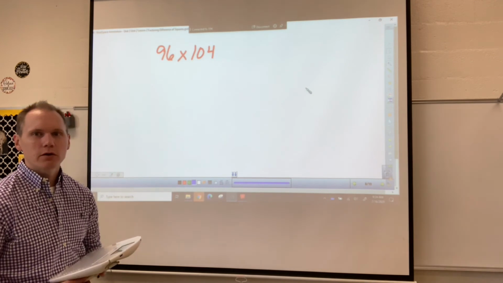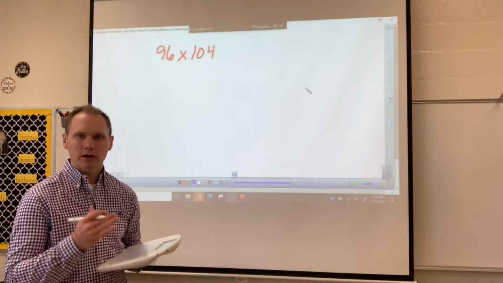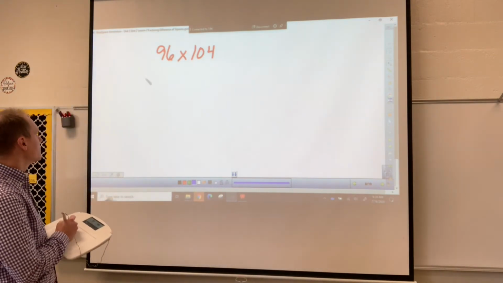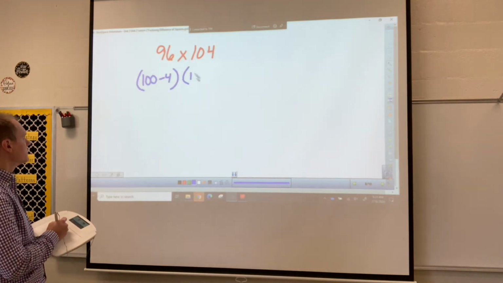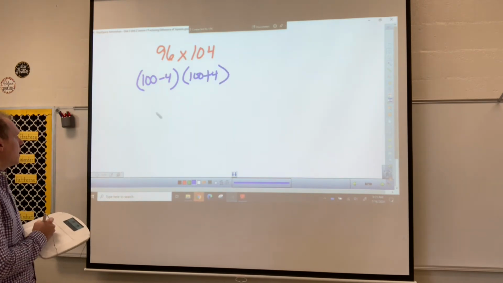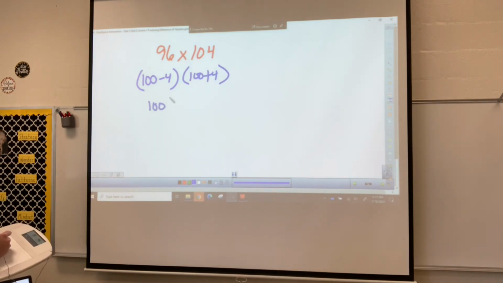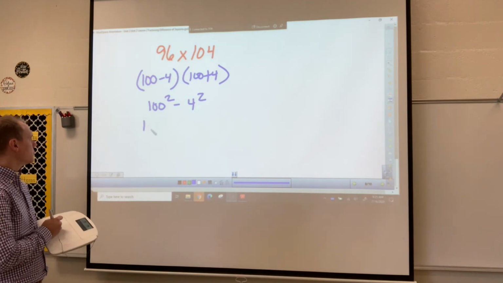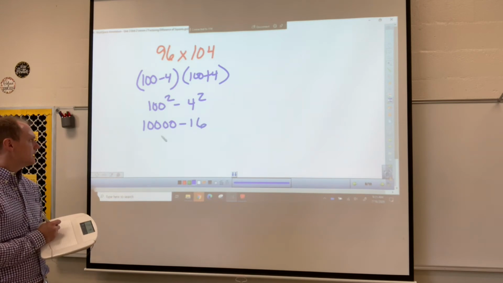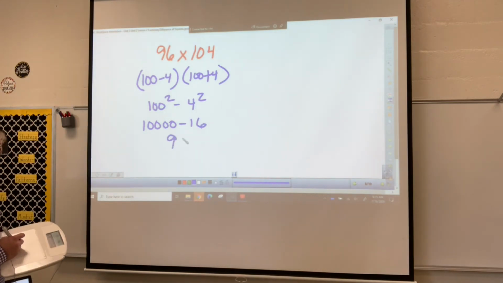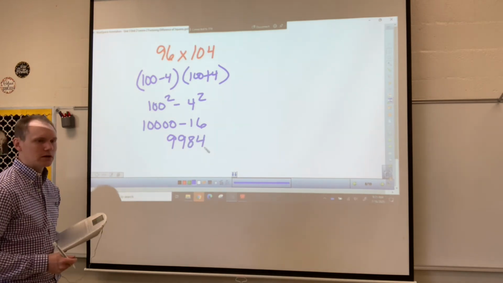So in this scenario, 100 is the midpoint of these two numbers. So we can do 100 minus 4 times 100 plus 4. Which is nice because we end up with 100 squared minus 4 squared. 100 squared, really you're just going to double the zeros, right? So it's going to be 1, 0, 0, 0, 0. So 10,000 minus 16 is what? 9,984. So not too bad, right?